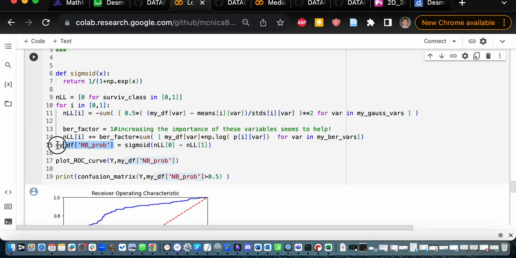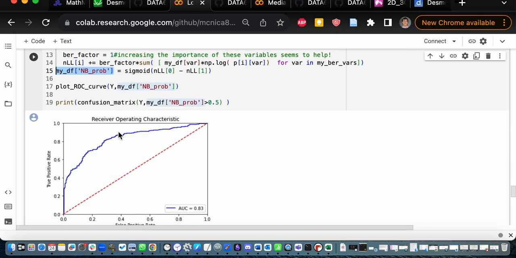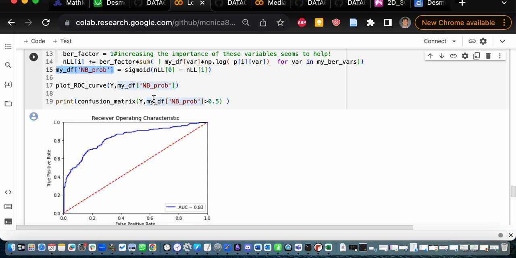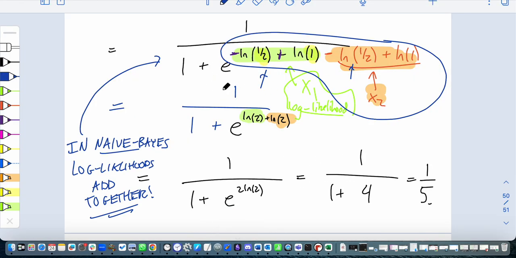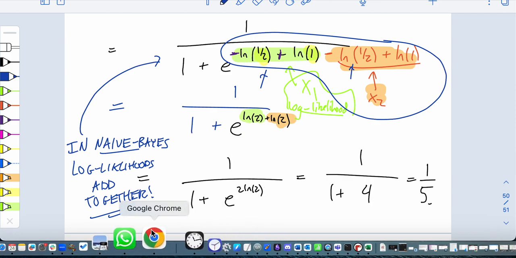And that gives us the naive Bayes probability of you living or dying. Using that, that's the model. There you go. Now you have the probability for each person. We just assign them based on applying the sigmoid to the difference of the log likelihoods. That's exactly what we did over here. The sigmoid gets applied to the difference of the log likelihoods.